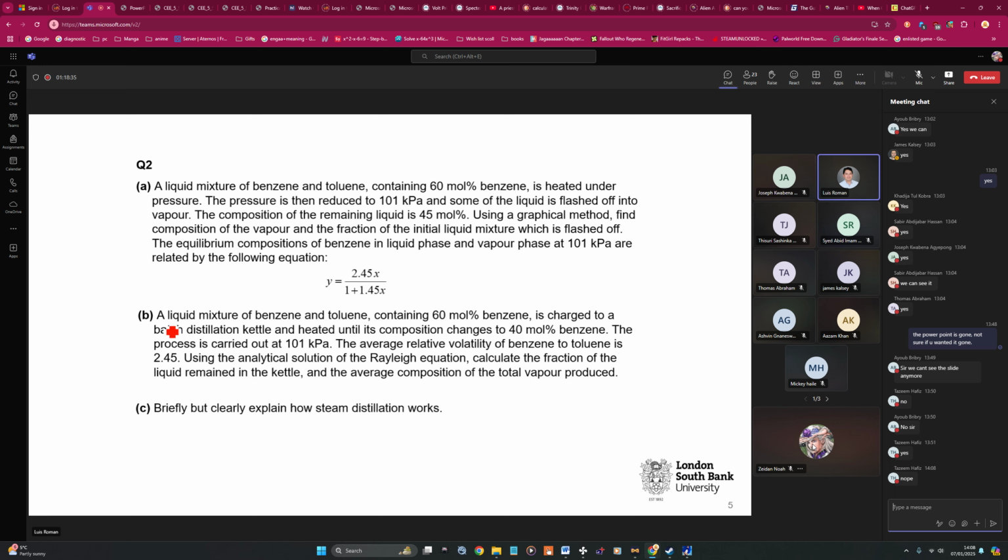Okay, question 2. And question 2 is about flash distillation. Well, part A is a flash distillation, but part B is a batch distillation.